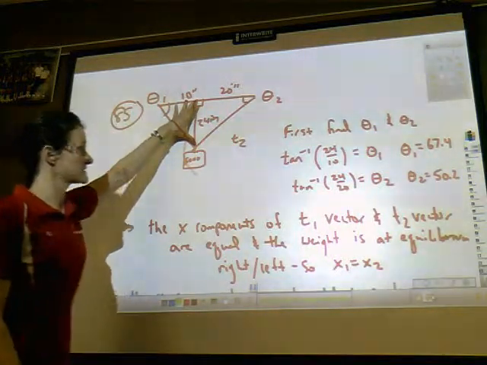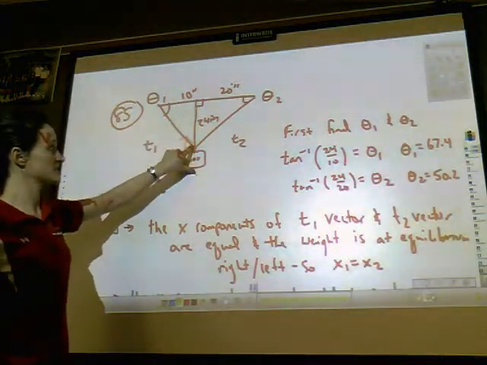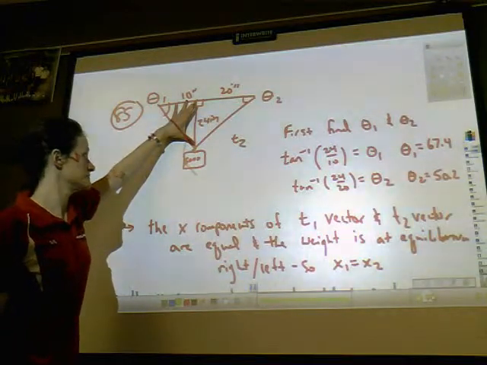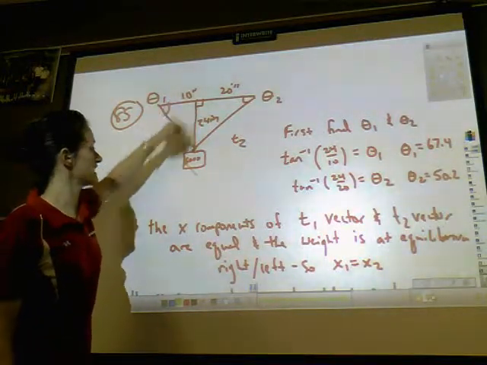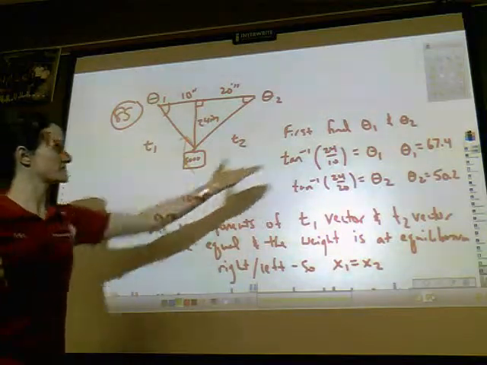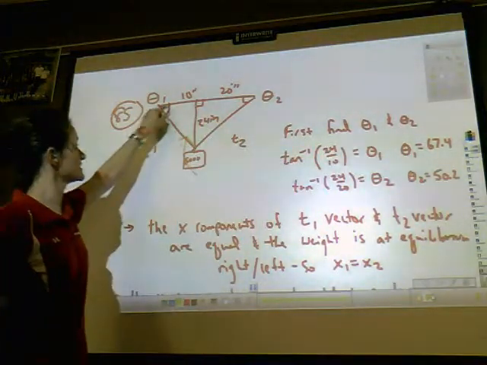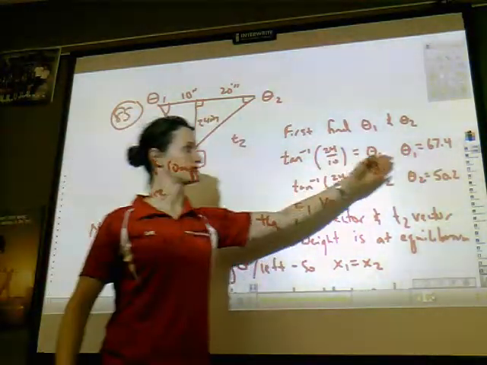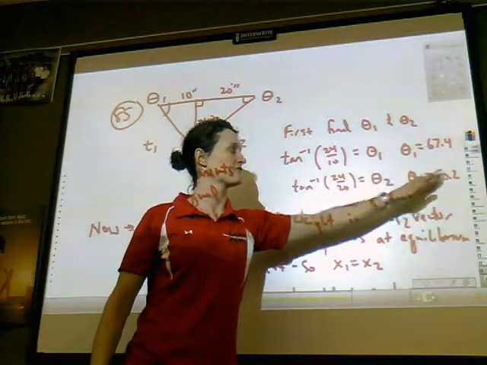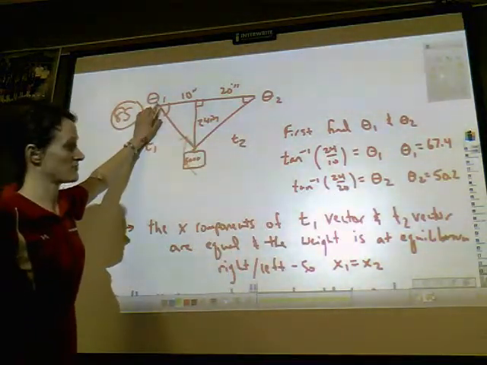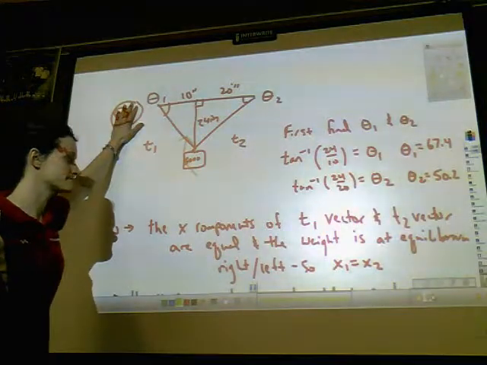Now this distance has to be the same because it's attached to the end of this. Well, that's the distance from the top to the bottom, 24. So I first found theta 1 and theta 2, these two angles. And those are just two simple calculations, 67.4 and 50.2. This one's more severe than this one, which makes sense.